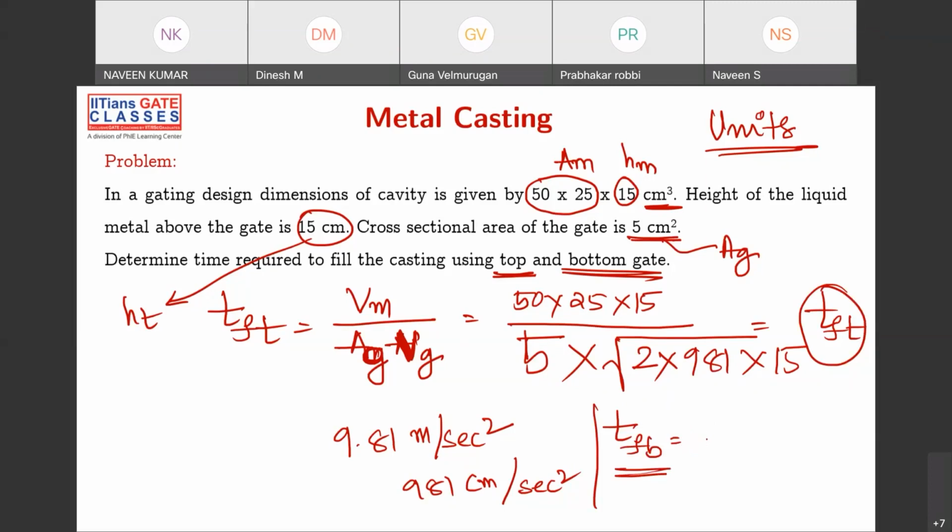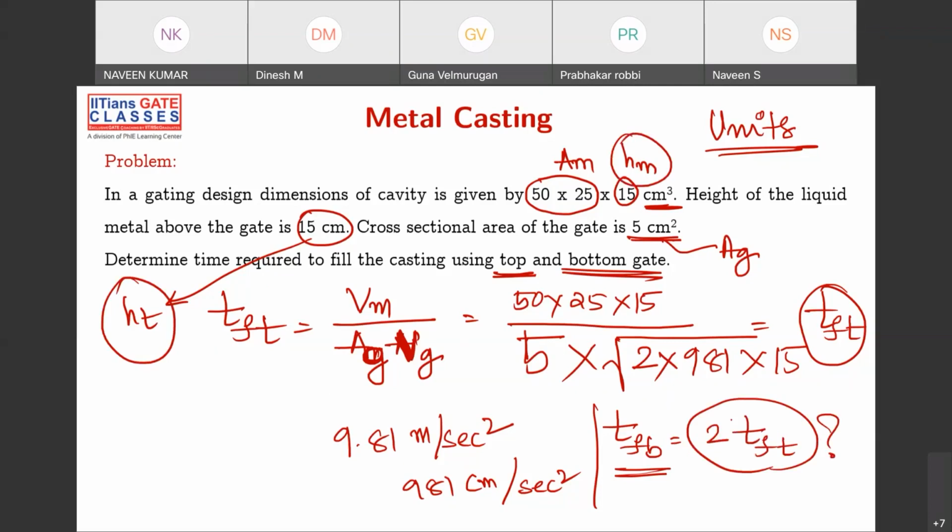Why is it twice? Why TFT is 2 into TFT? Naveen also told why it is 2 into TFT. Why am I asking? Yes, because HT and HM both are same. Obviously, you can easily calculate. Once you get TFT, you can substitute TFT here and you get 2. So you have saved lots and lots of time, right? If this kind of a question is given in GATE also, it will be easily solved, right?